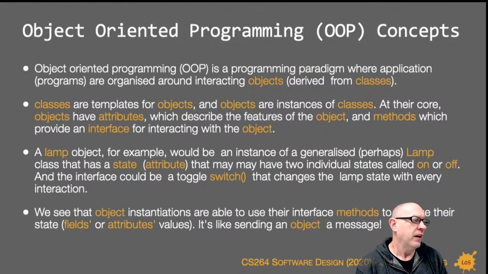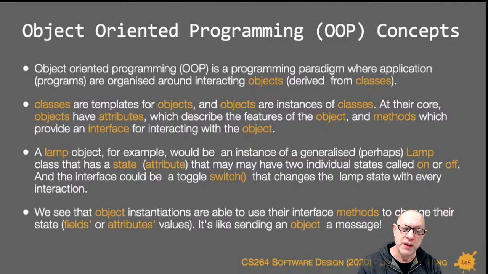So we mentioned classes there. Classes are templates for objects, and objects are instances of classes. This is the language that we would use. At their core, objects have attributes, and these describe the features of the object, and objects also have methods, and they provide an interface for interacting with the objects. A lot of the time we would just create these without really thinking about it being an interface per se. You will have seen this in Java, of course. You could say that here's class A, implements interface B, for example. So we can think about that, and you know about that already.